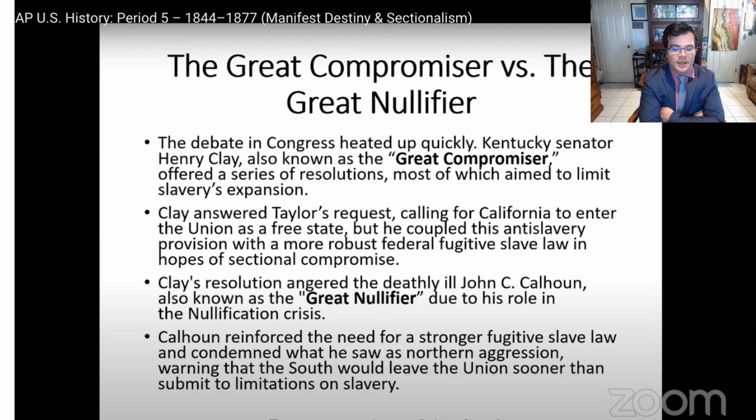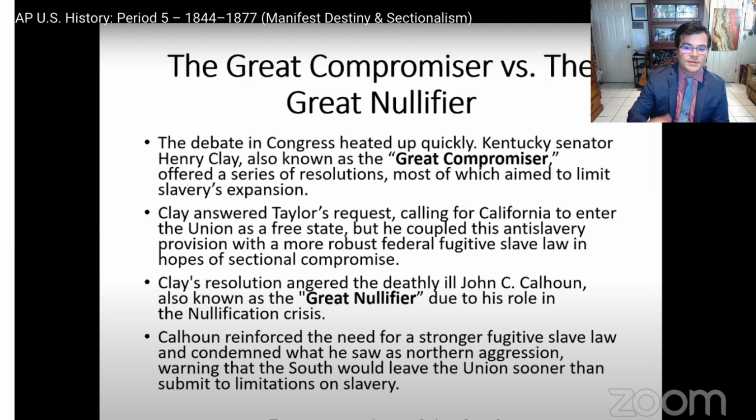Right, so Henry Clay, as a great compromiser, was the one who authored the Missouri Compromise, and he was the one who came up with the Compromise of 1850. So that's why he's known as the Great Compromiser, because he's going to keep trying to find a way to keep a balance of slave and free states to keep the issue of slavery at rest, right? But John C. Calhoun is going to hate that idea, right?